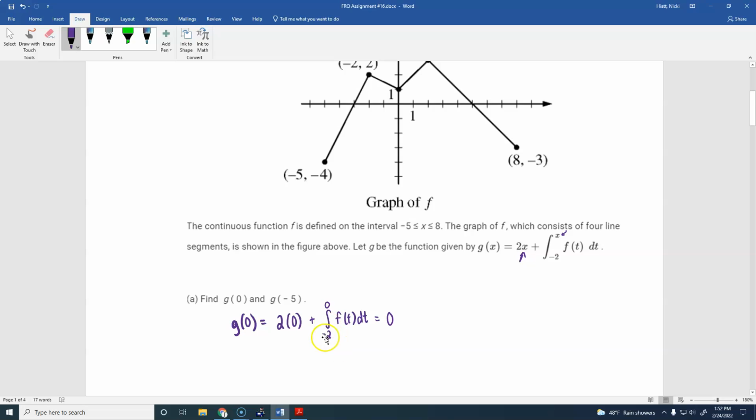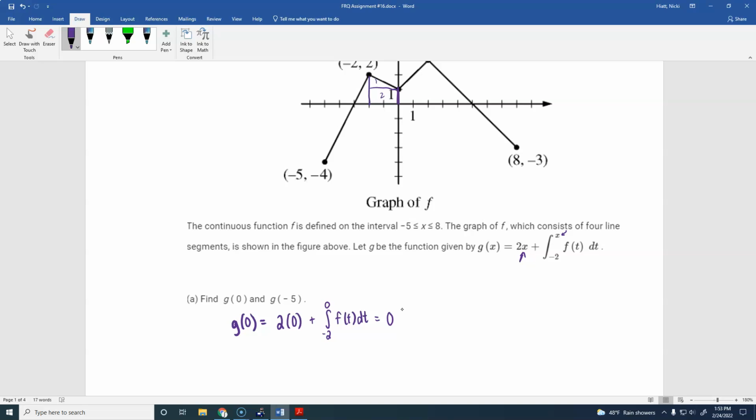What does it mean to find the integral from -2 to 0 of f of t? Integral means area under the curve. So from -2 over here to 0, we're just going to find the area of that part right there, which is going to be 3, because you've got a rectangle here that's 2 by 1. You're just finding the area of that triangle in that box.